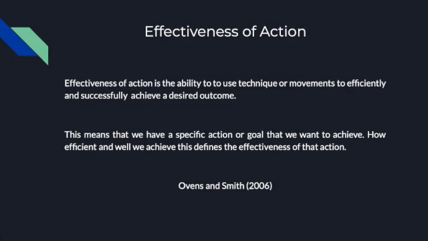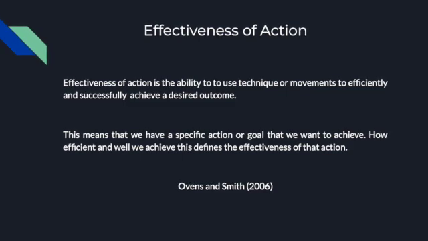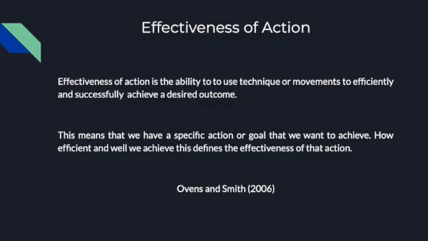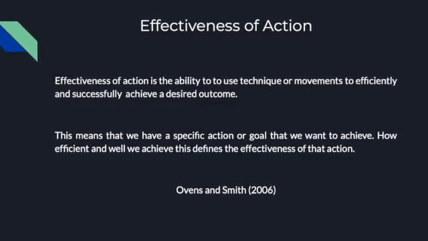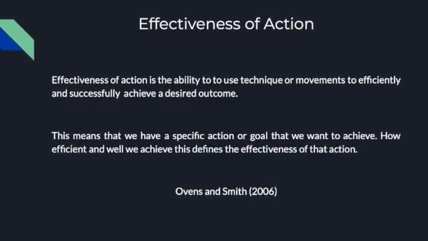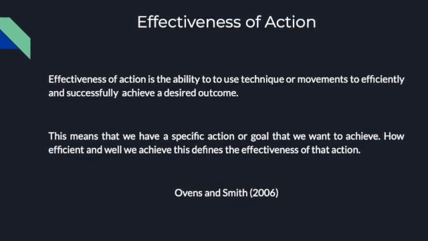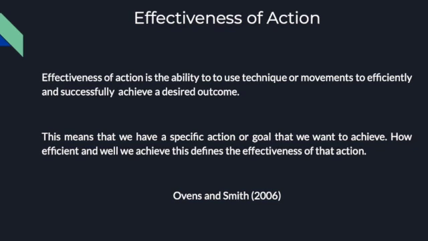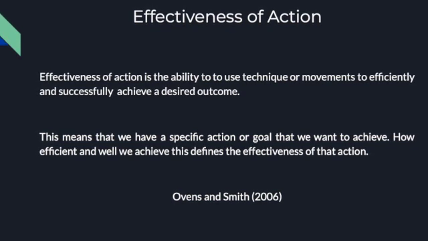The second major part of skill is effectiveness of action. Effectiveness of action is the ability to use technique or movements to efficiently and successfully achieve a desired outcome. This means, with a goal or action in mind, how efficient and well we achieve this goal defines the effectiveness of the action.